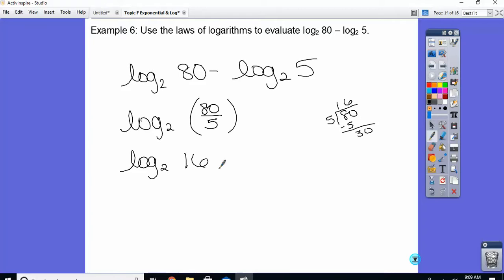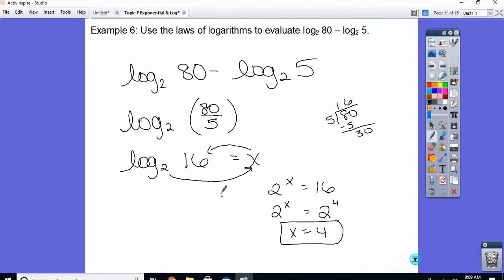You could also, if you needed to, set it equal to x and then rewrite it as an exponential. So 2 to the x power equals 16. It makes it a little more obvious what you're looking for here. 16 could be written as 2 to the 4th power, so you see again your x equals 4. So whichever path you take, if you can just tell me the 4, if not, write it out and solve it that way.